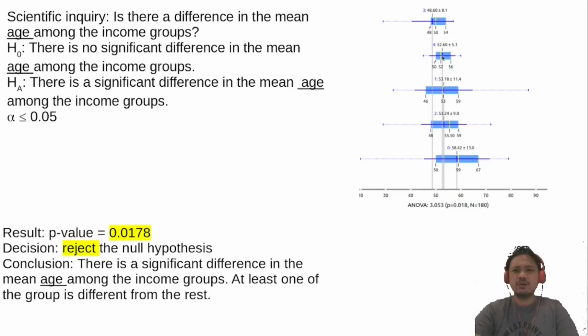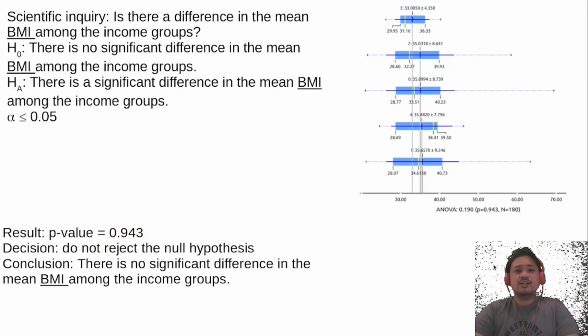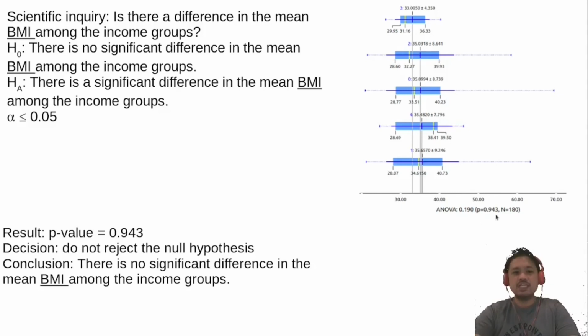Now, our box plot is quite confusing because we don't know which group really is different from the rest. Is it group 3, which is the youngest, or group 0, which is the oldest? We don't know which. What ANOVA can tell us is at least one of the groups is different from the rest. Is there a difference in the mean BMI among the income groups? The p-value that we got is 0.943, which is bigger than 0.05. We will not reject our null hypothesis. We can conclude that there is no significant difference in the average BMI among the income groups.